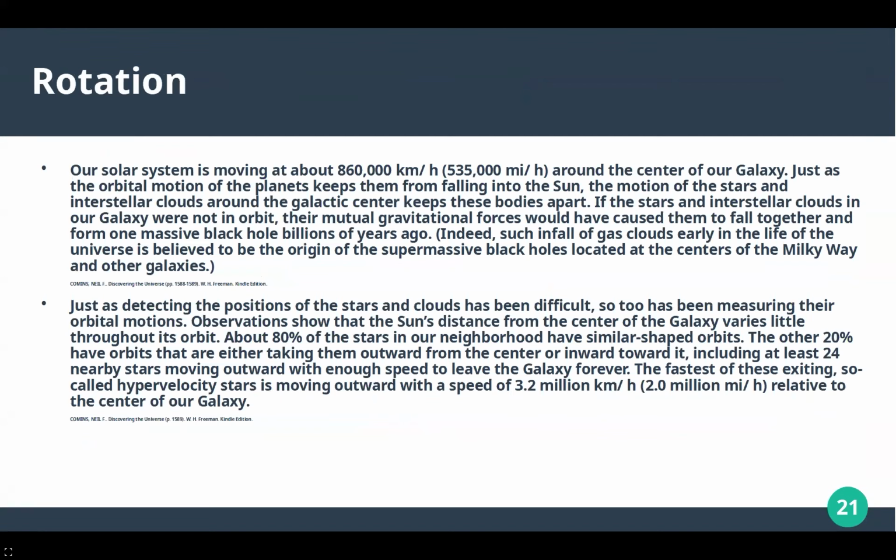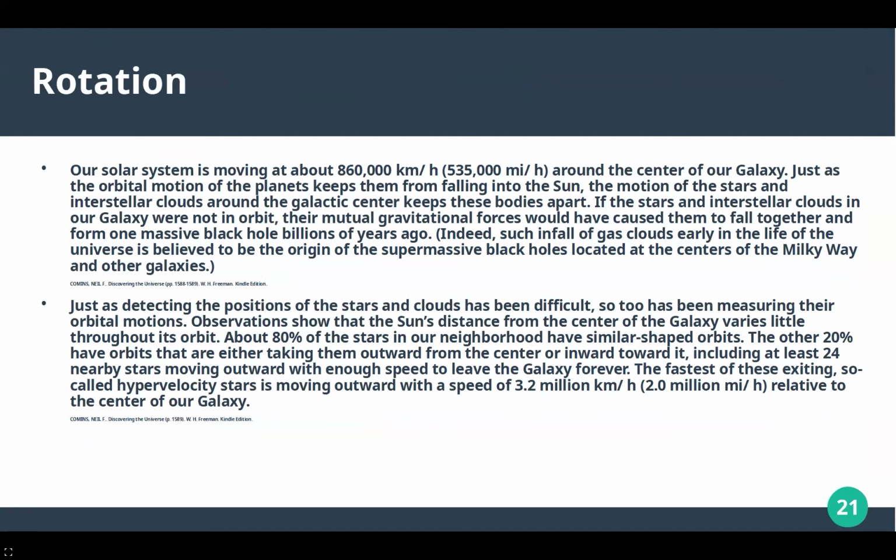Just as the orbital motion of the planets keeps them from falling into the sun, the motion of the stars and interstellar clouds around the galactic center keeps these bodies apart. If the stars and interstellar clouds in our galaxy were not in orbit, their mutual gravitational forces would have caused them to fall together and form one massive black hole billions of years ago.